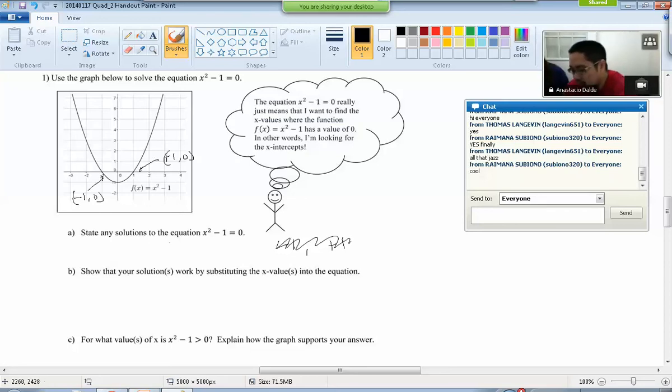So what I mean by -1 and +1 being a solution is, if I plug -1 into here, x squared minus 1, is that going to end up being a true statement? So if I say, okay, fine, what is -1 squared?